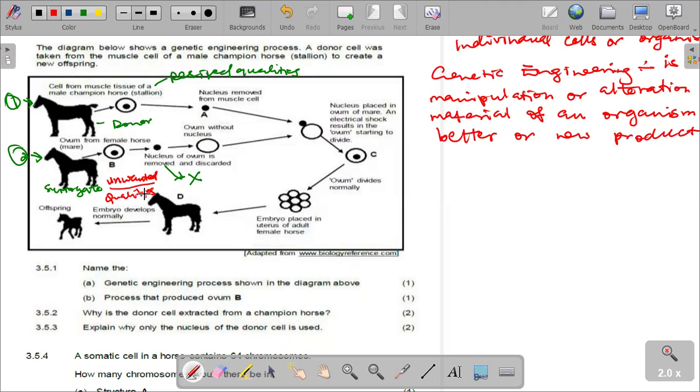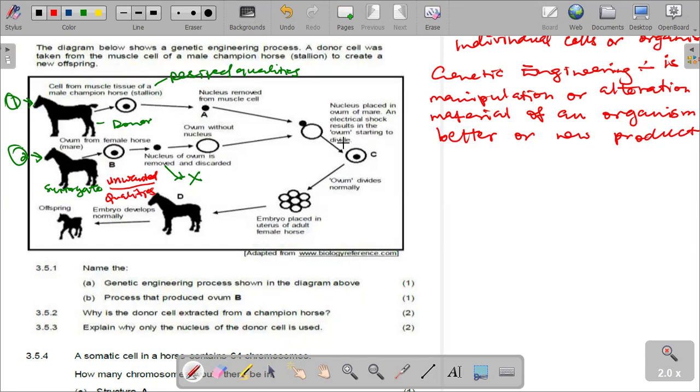One thing that I want you to take note of: as long as it is unwanted, the nucleus must be removed. So we get rid of its genetic information. And then, as you can see here, the nucleus is removed from the muscle cell, and then the nucleus is placed in the ovum of the male, and an electric shock results in the ovum starting to divide.